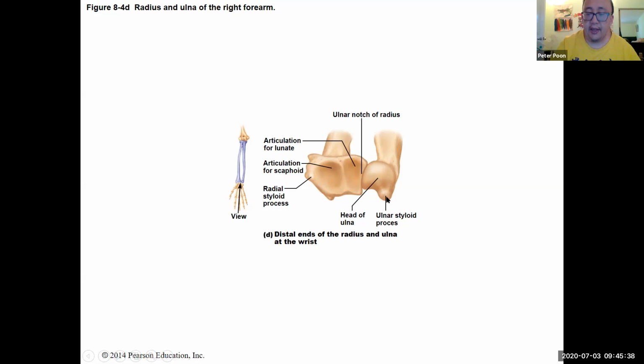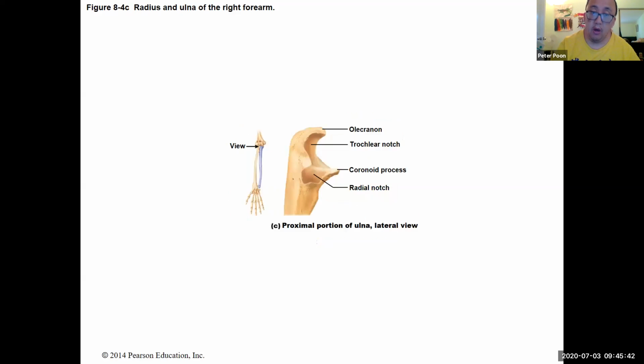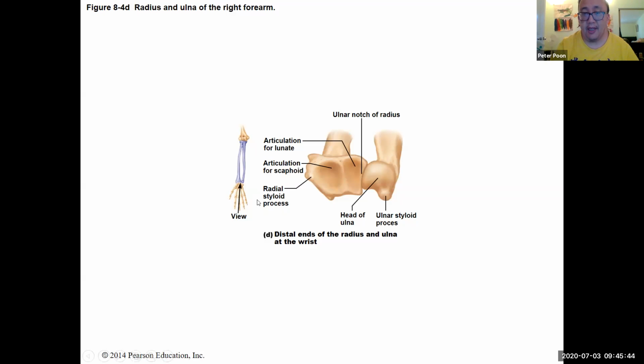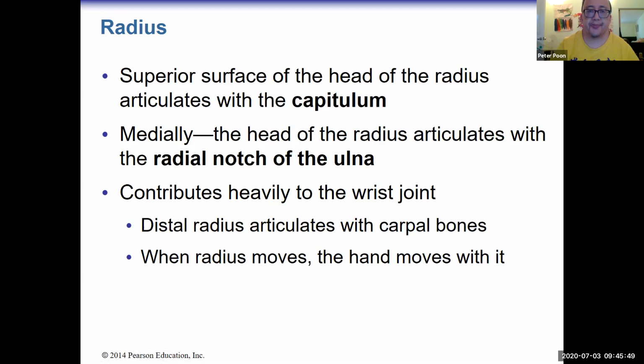You'll see the ulna is much bigger at the elbow. The radius is much bigger at the wrist. The superior surface of the head of the radius articulates with the capitulum. So medially, the head of the radius articulates with the radial notch. So the radial notch is curved.